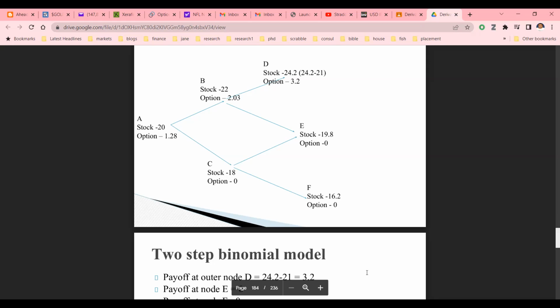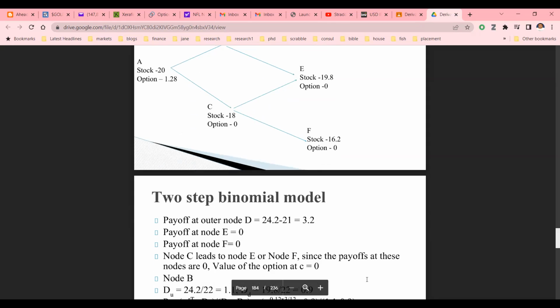Is that clear, students? Now we will use the formula. We will calculate point B. Point B is the intersection of D and E. So using the values at D and E, we will calculate the value for B. Similarly, point C, we will calculate the values using E and F. And finally, once we get point B and point C, we will use that to calculate the value of A. Is that clear, students?